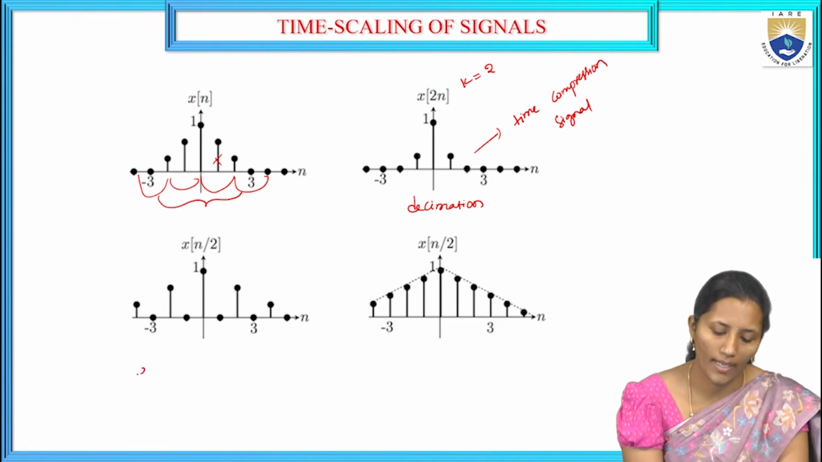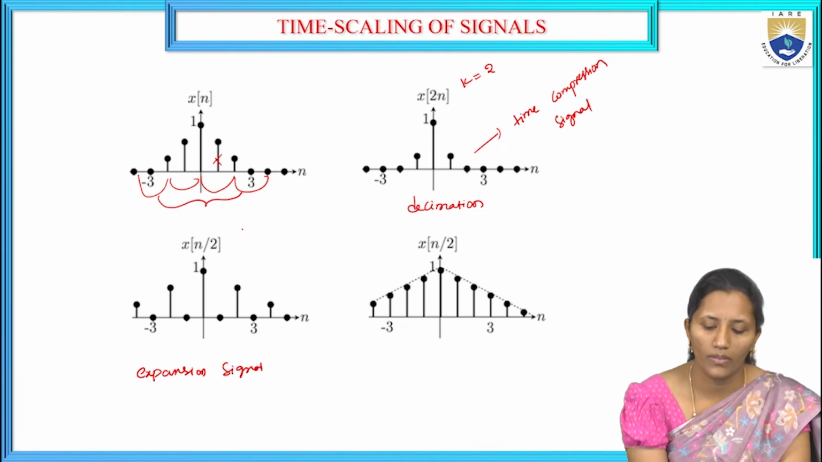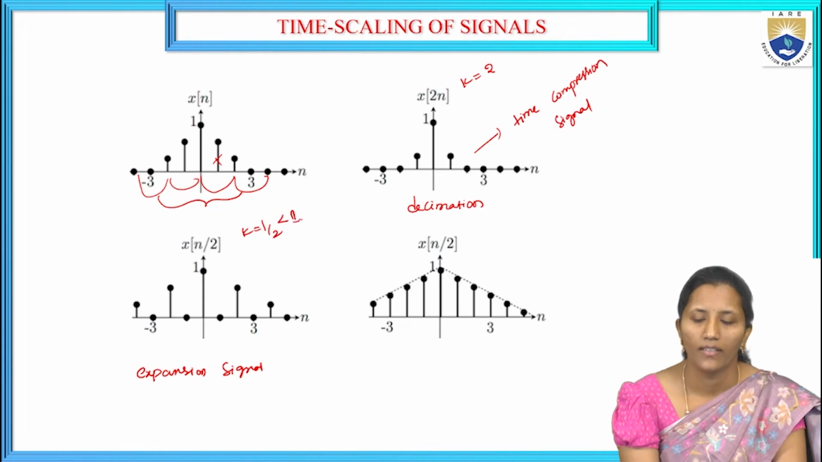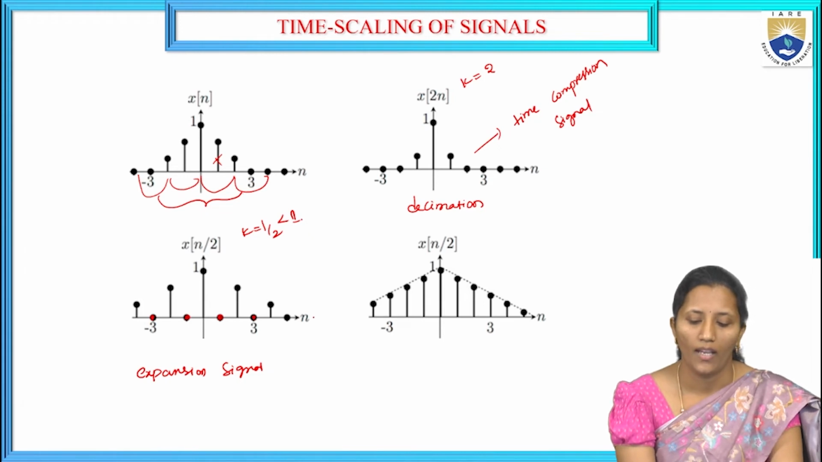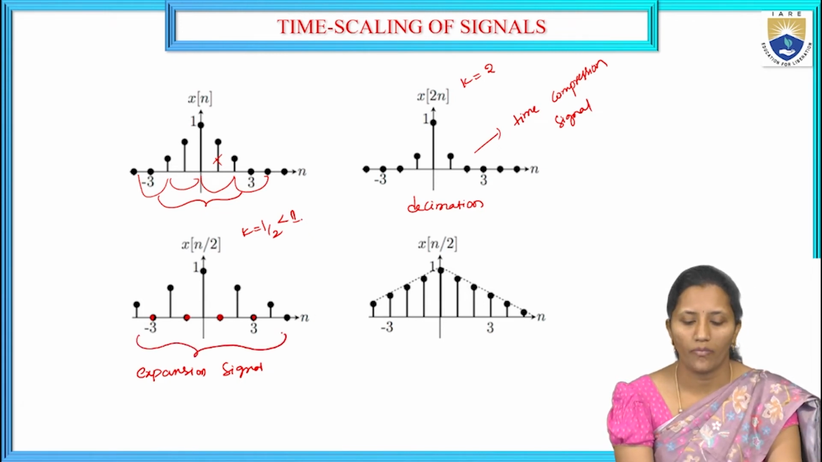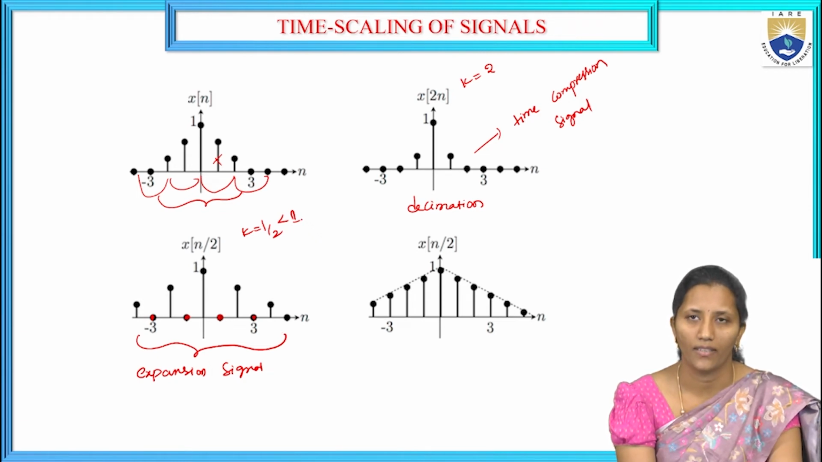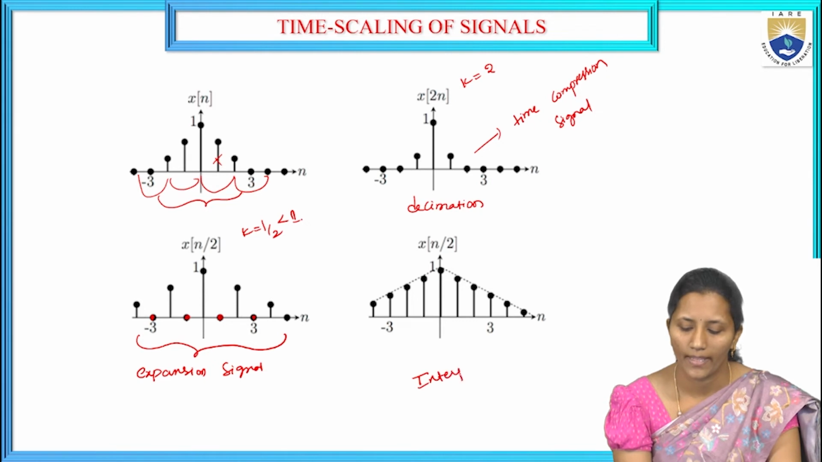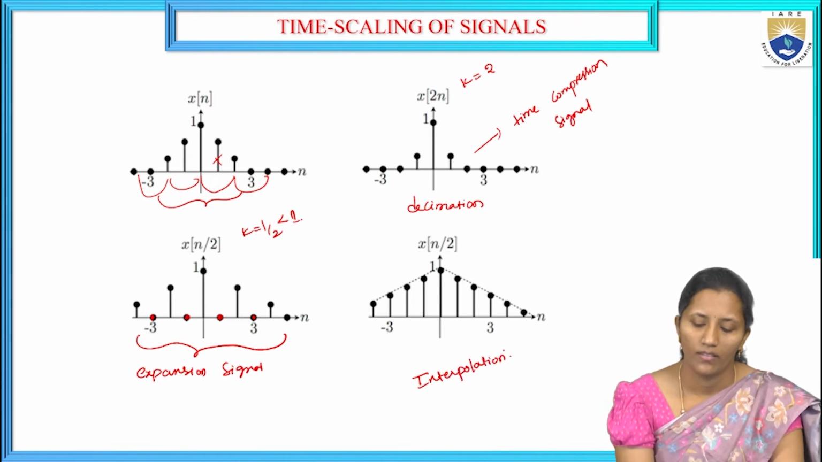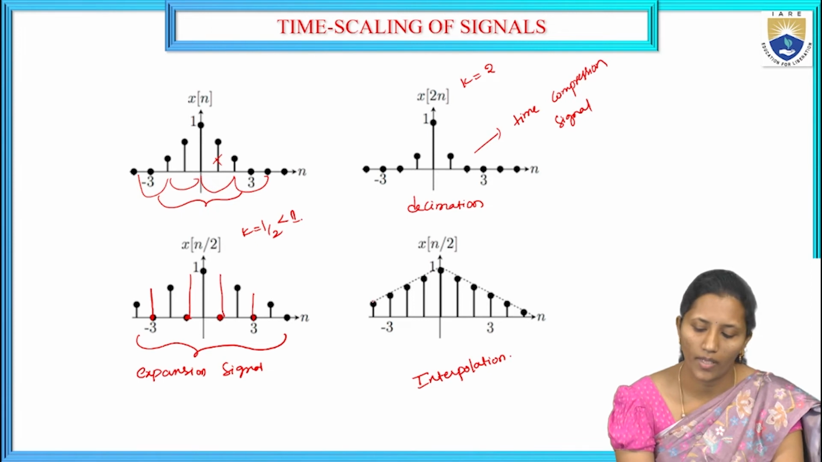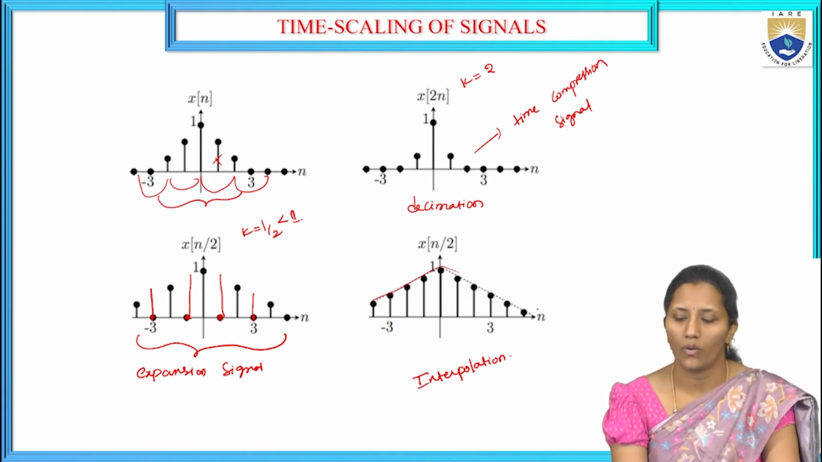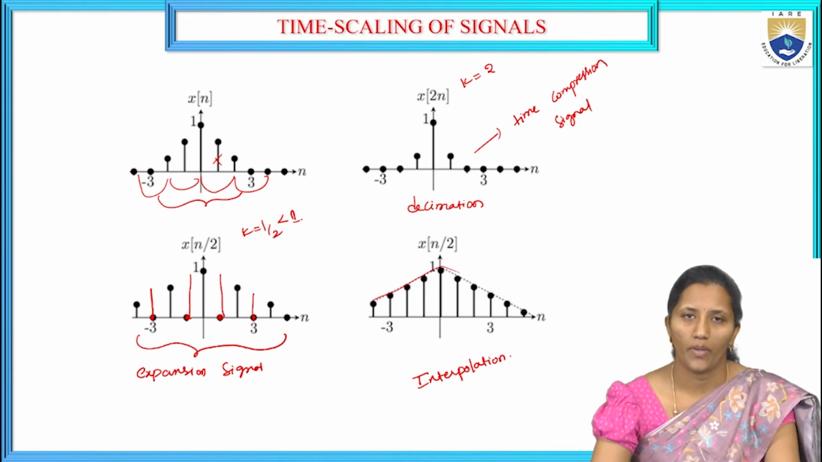For n by 2, it will be the expansion signal. So, for n by 2, k is equal to 1 by 2, which is less than 1. Here for every two samples, a zero sample, whose magnitude is 0, will be added between two samples. And the number of samples will be increased from the original signal. So, this is the time expansion signal. In the interpolation, the magnitudes of these samples will be adjusted to avoid extra images in the spectrum.